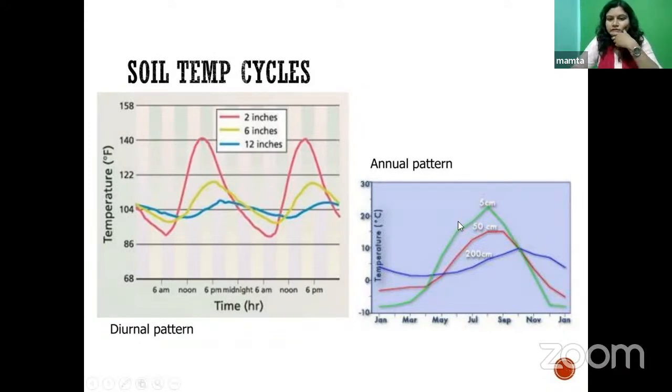Here you will also see the different types at different depths. At the uppermost layer of the soil, 5 centimeter, there is the maximum soil temperature, and when winter is there, there is the minimum temperature. So maximum variation is in the surface soil. Okay.